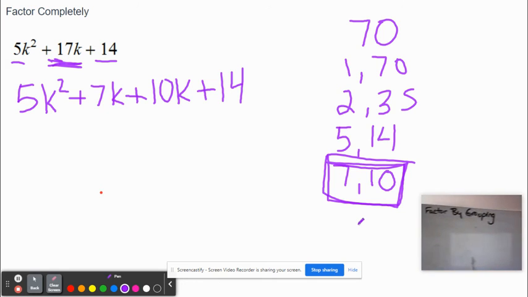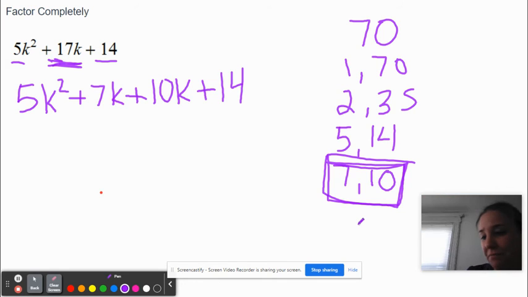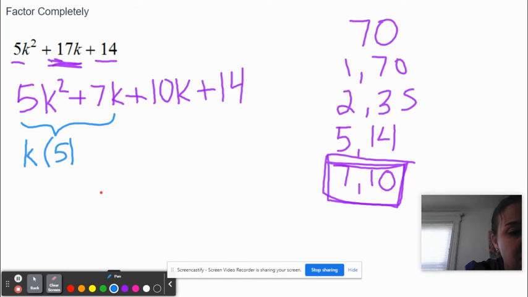Step 5, factor by grouping. So the GCF of 5k squared and 7k. There's nothing for the coefficients, so I'm just going to pull out a k. What's left? 5k plus 7.